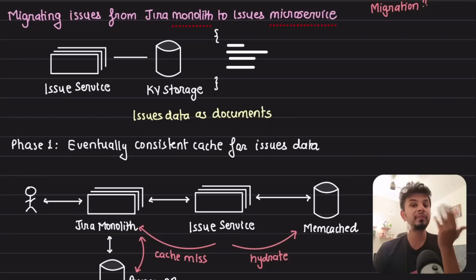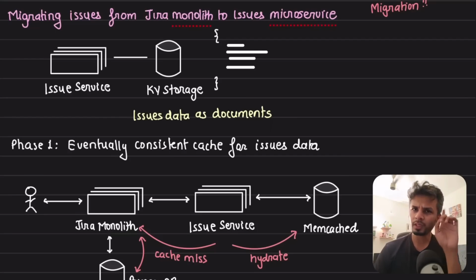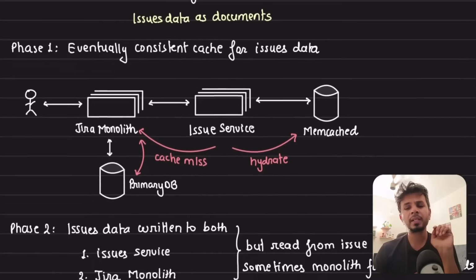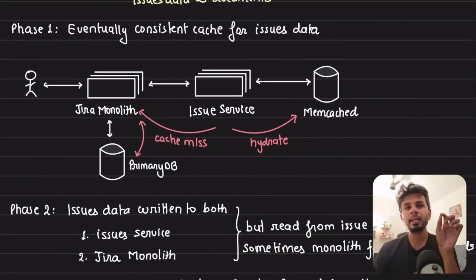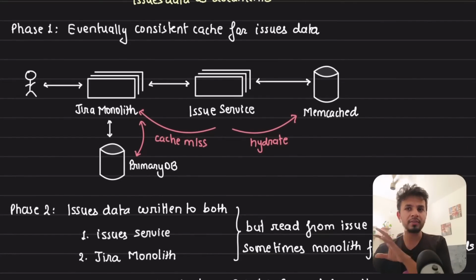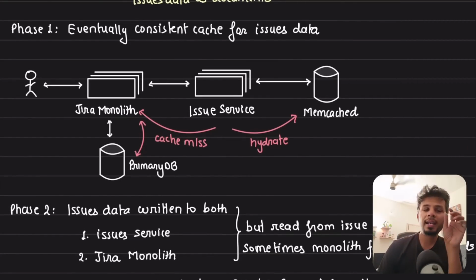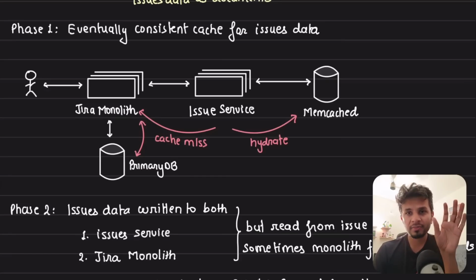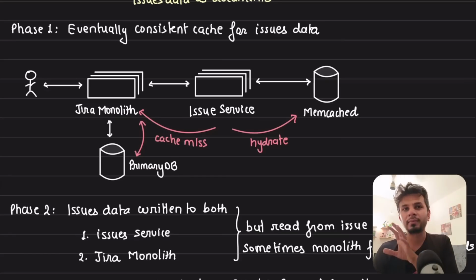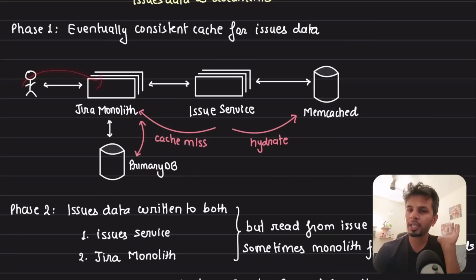So when they rolled this out, they wanted to move from the Jira monolith to the issues microservice. These are the three phases in which they did it. Phase number one was about making your issue service an eventually consistent cache for issues data. The flow was very simple. The request was coming to the Jira monolith, and will still come to the Jira monolith. But if it's a write request, it would write to the primary DB, which is the source of truth for issues right now.